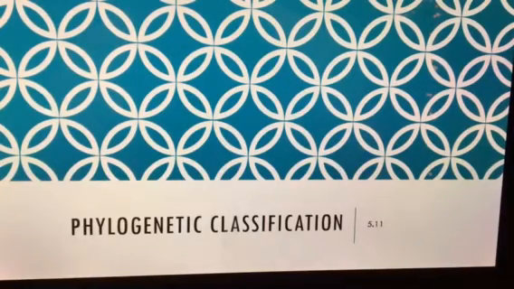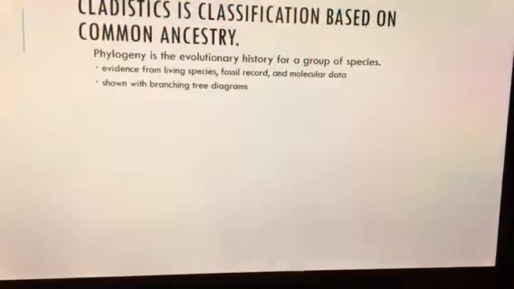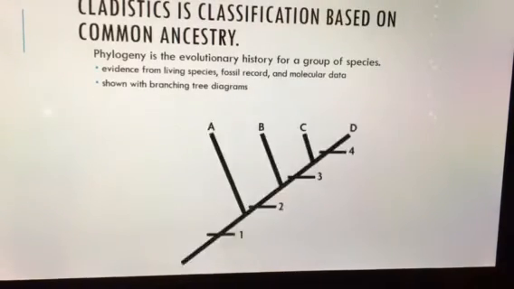Okay, so let's look at the phylogenetic classifications. In the phylogenetic classifications, this is a cladistic classification based on a common ancestry. Typically, a phylogeny is an evolutionary history of a group or a species. So we can see that there's some common ancestors, but there's some branches in there. And what we'll see there is when we have these little connections here, these are showing a common ancestor.